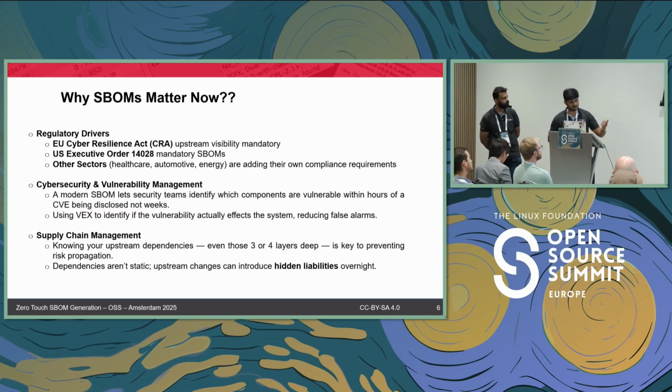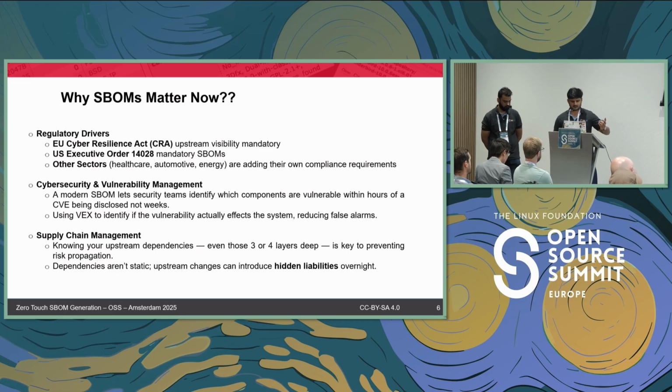Now, next is supply chain management. Knowing your upstream dependencies not just one layer deep, but two, three, or four layers deep is key to preventing risk propagation. As I've also explained above, not just the components but the related vulnerabilities and security issues. If you are keeping track of all of this, you are mitigating a lot of risk.